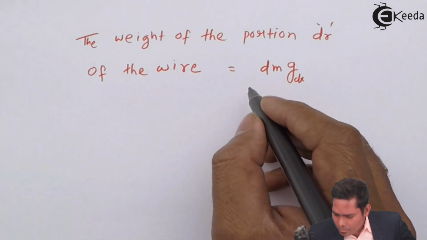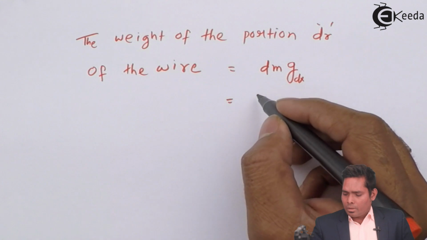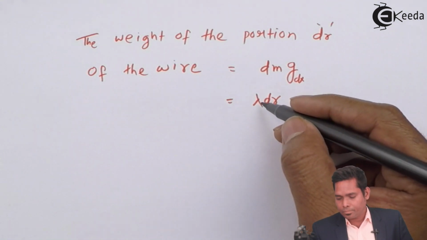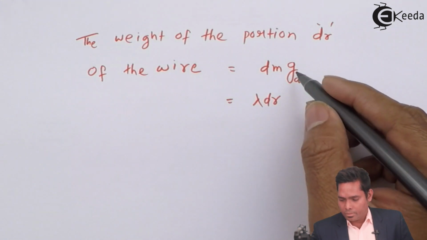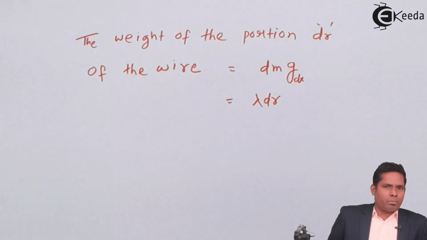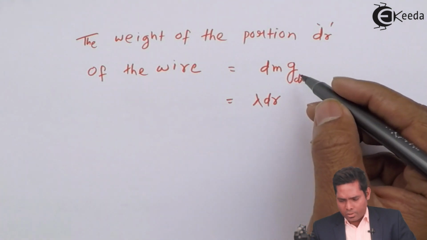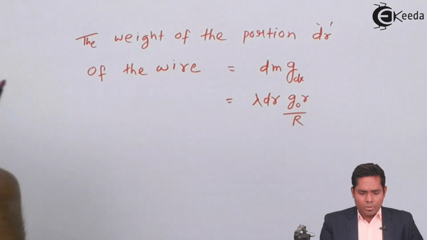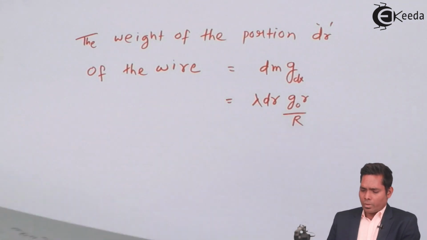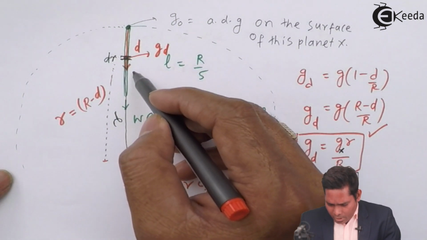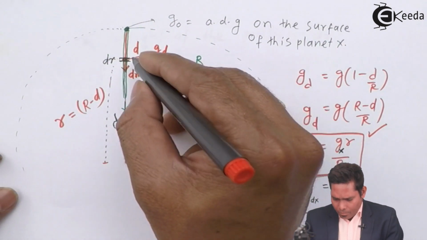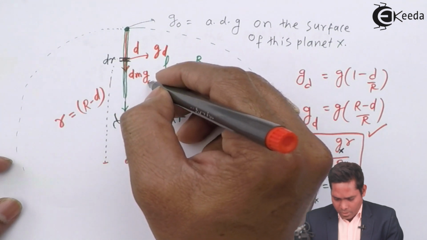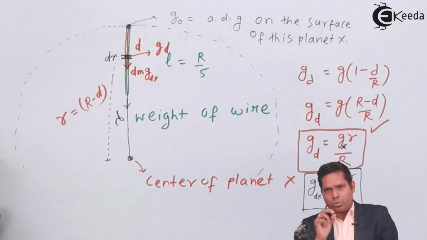Now this is the weight. The mass is lambda dr, because lambda is the linear density of the wire, into dr, and this is g_x, which I got as g naught r by R, g naught r over R. So at a distance r, I can see here the weight acting here is the mass of this portion into g_x. This is the weight of that portion only.